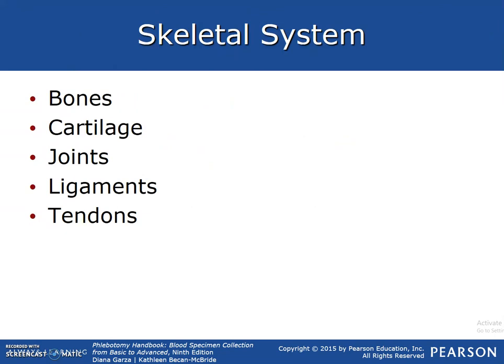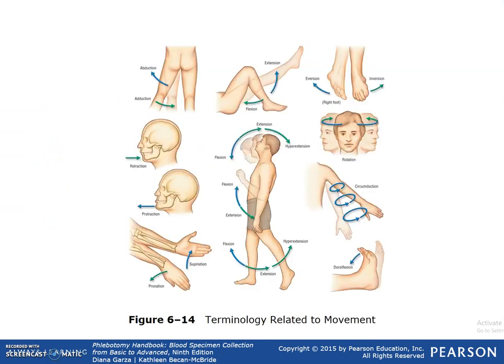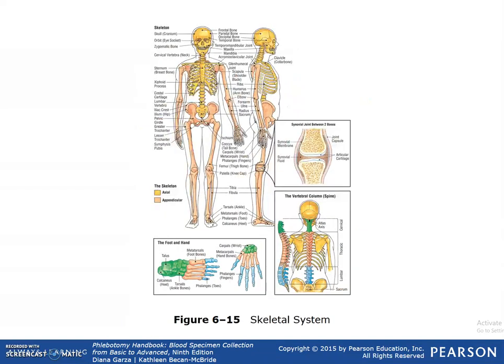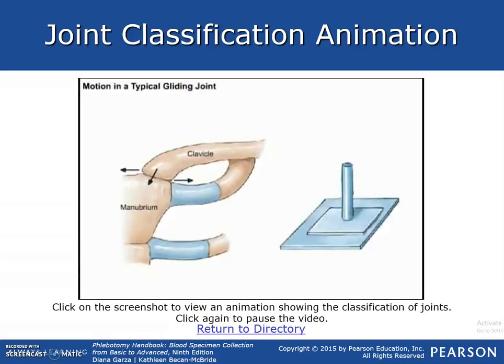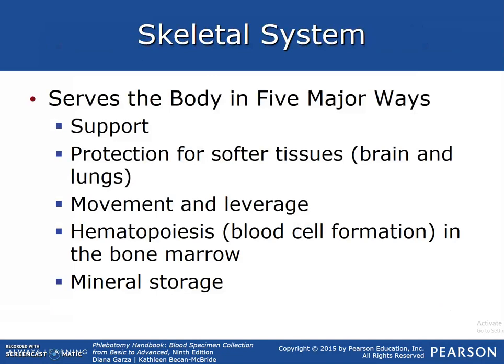The skeletal system: bones, cartilage, joints, ligaments, and tendons. Terminology related to movements: rotation, extension, hyperextension, flexion, pronation, supination, as well as abduction and adduction. And this is Figure 6.15 of the skeletal system. And this is another video to show the motion in a typical gliding joint.